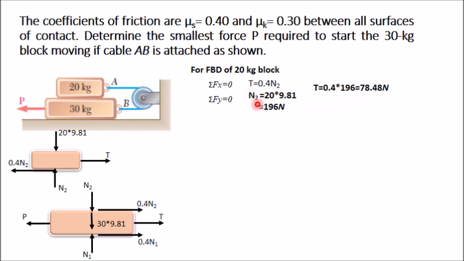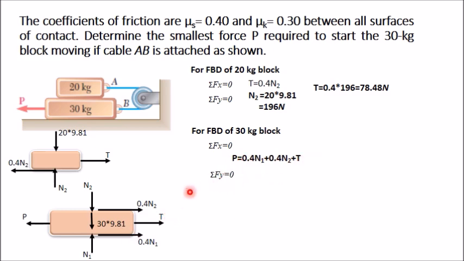Now you have obtained the values of N2 and T both. Now take the free body diagram of this 30 kg block. For sigma Fx equal to 0, what are the forces acting along the x direction? One is P, then 0.4 N2, T and 0.4 N1. So there are four forces acting along the x direction, these three in the same direction and this one in the opposite direction. So P is equal to the sum of these three: 0.4 N1, 0.4 N2 and T.